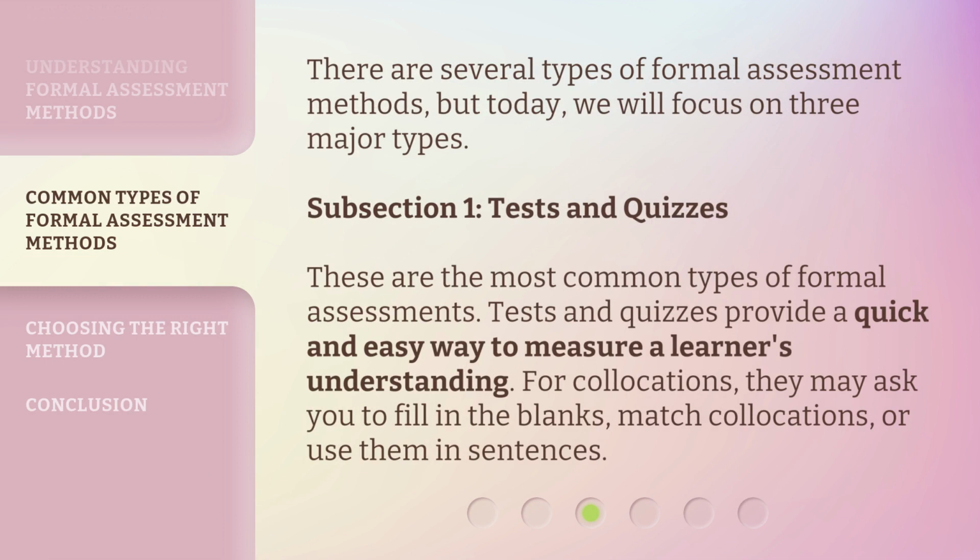There are several types of formal assessment methods, but today, we will focus on three major types. Subsection 1. Tests and quizzes. These are the most common types of formal assessments. Tests and quizzes provide a quick and easy way to measure a learner's understanding. For collocations, they may ask you to fill in the blanks, match collocations, or use them in sentences.